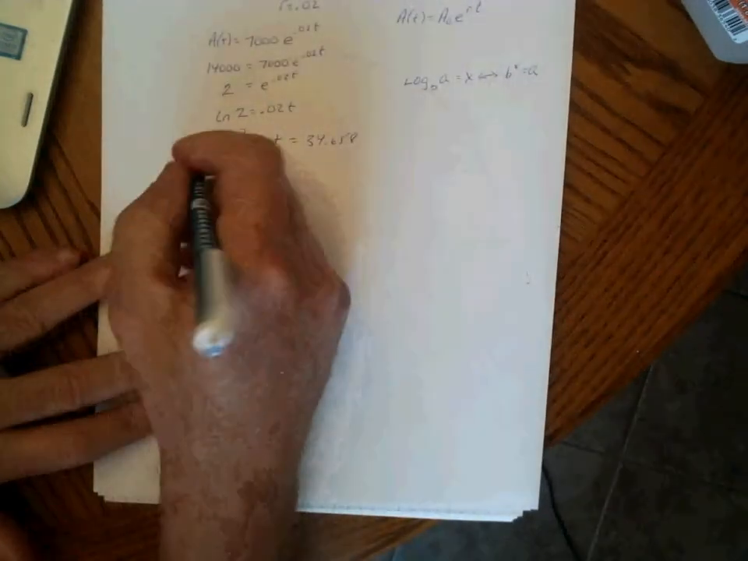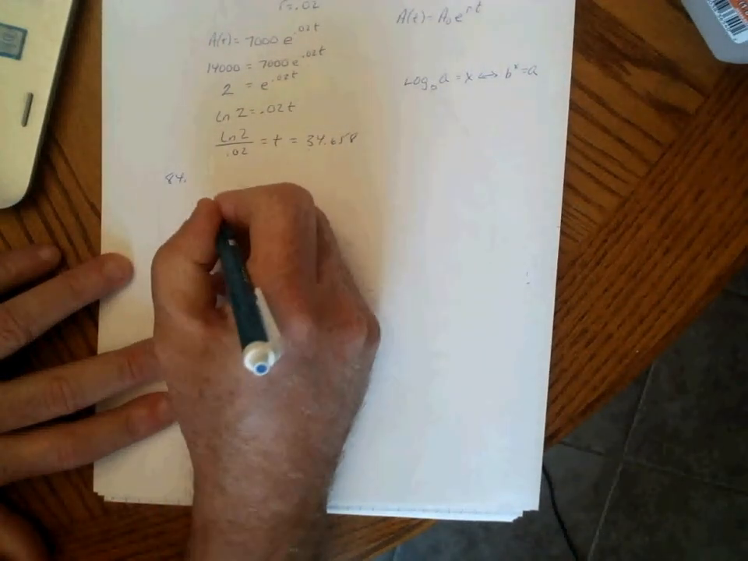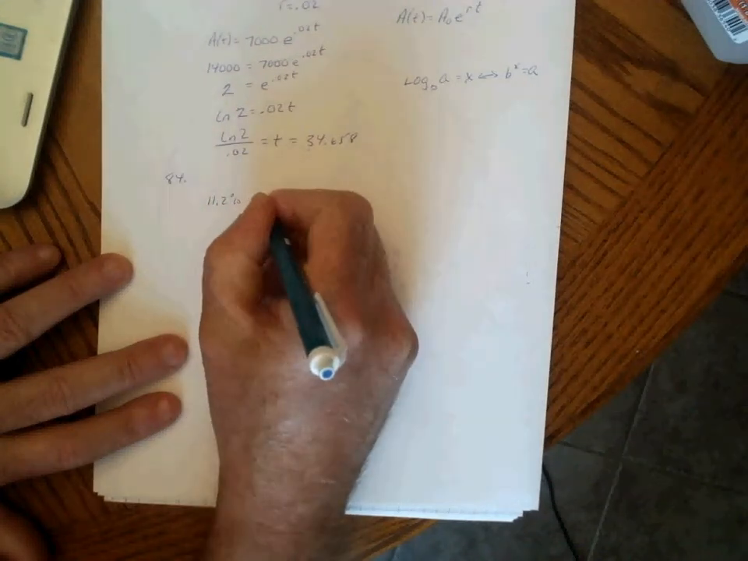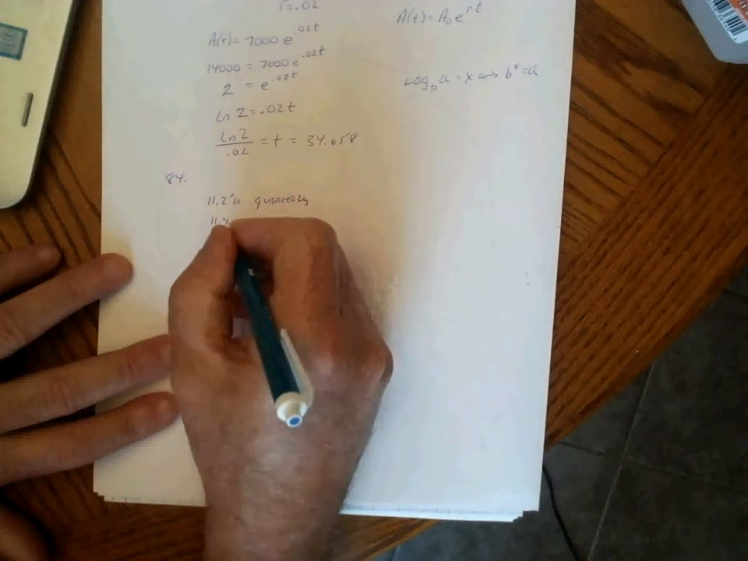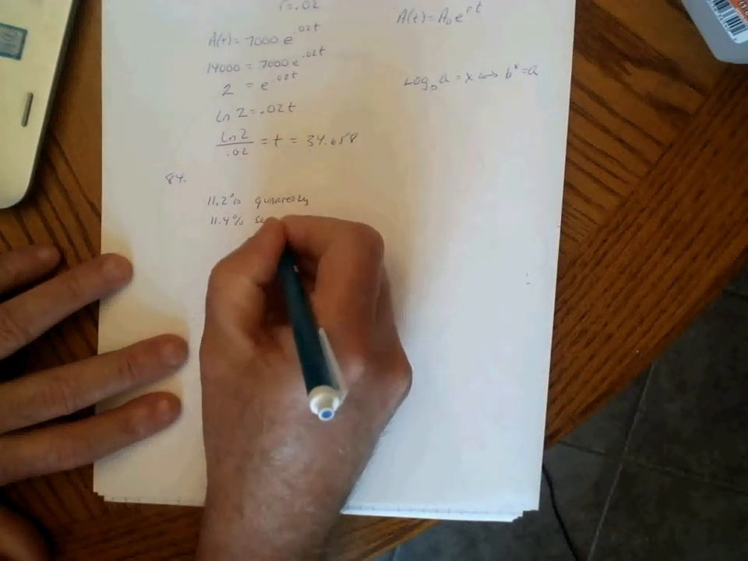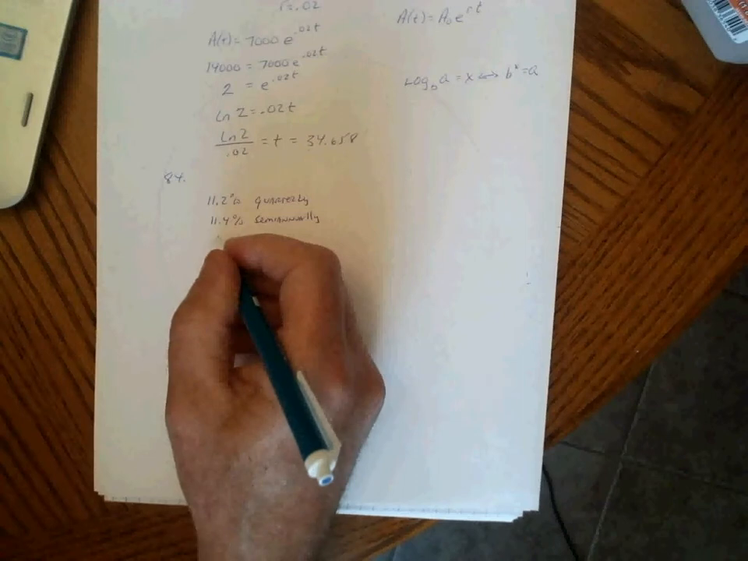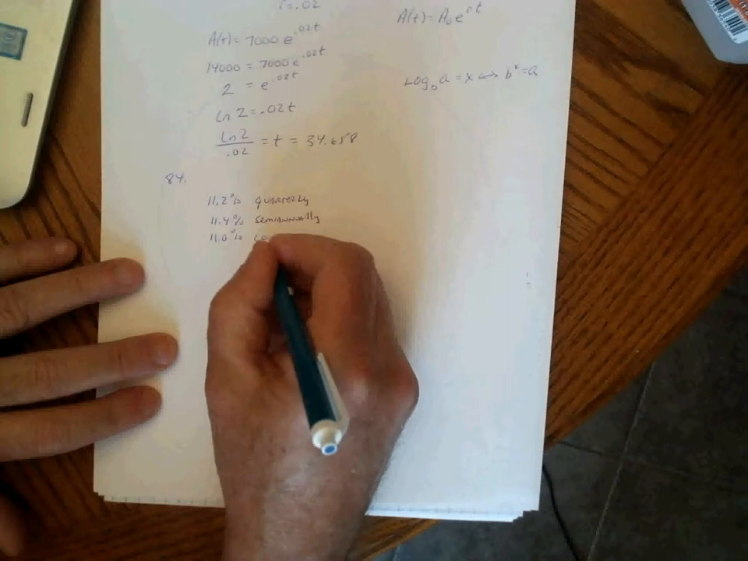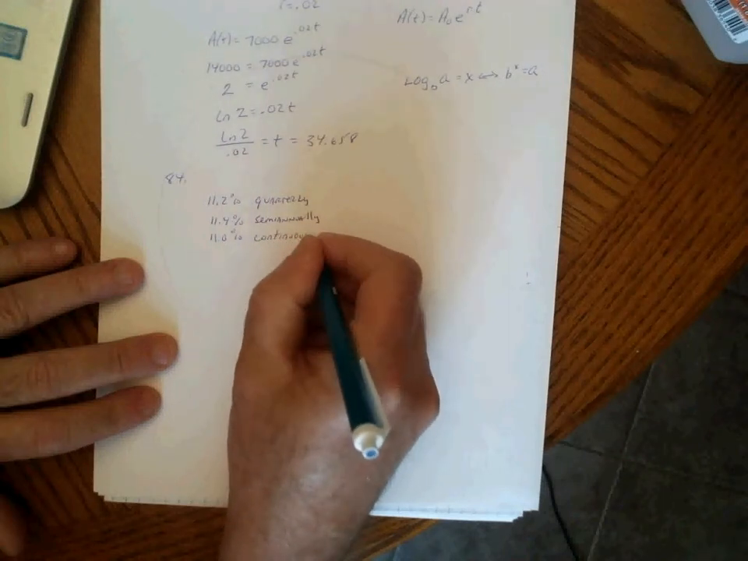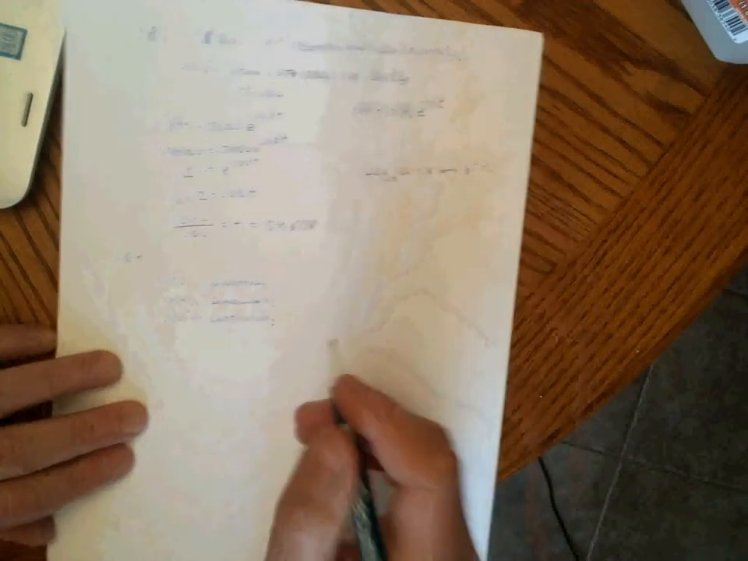The next question's number 84. It says which of the following investments will pay the most interest? 11.2% compounded quarterly, 11.4% compounded semi-annually, or 11.0% compounded continuously. To figure this out, we already know the continuously compounded interest formula. We did it in the last problem.